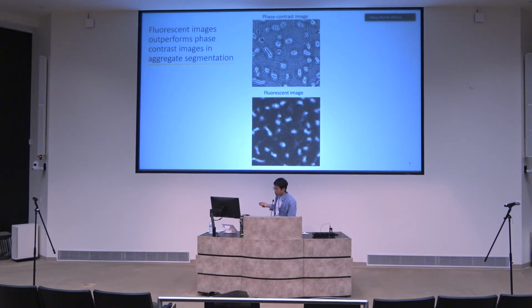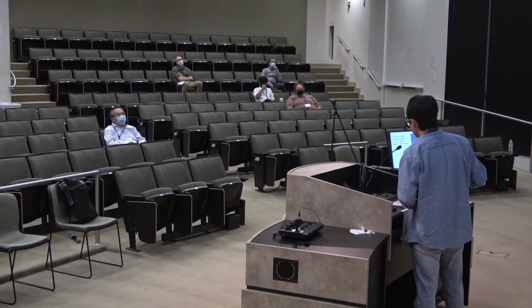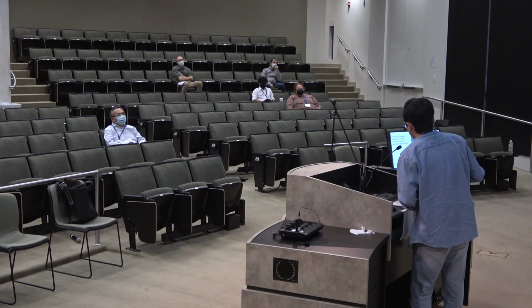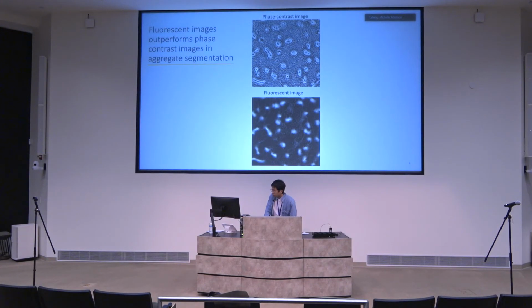It is better if we can have the fluorescent image, because the cells have higher intensity than the background, so that we can even estimate the cell density from the fluorescent image. First, let's do some analysis on the aggregate segmentation.